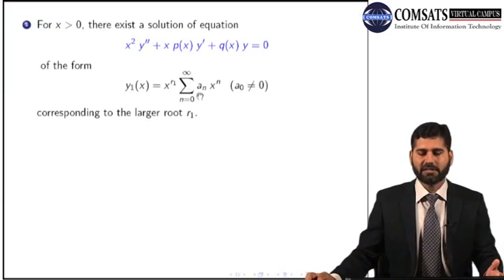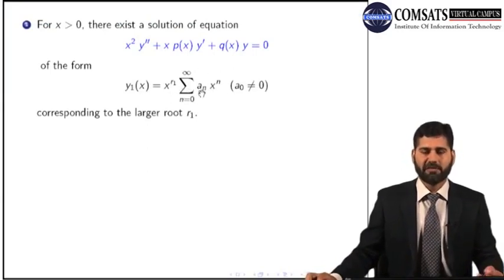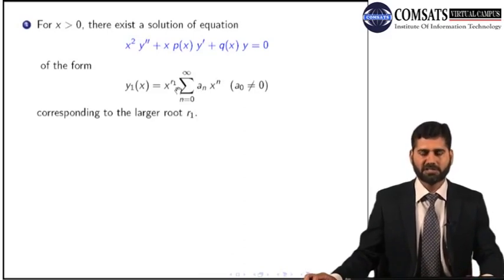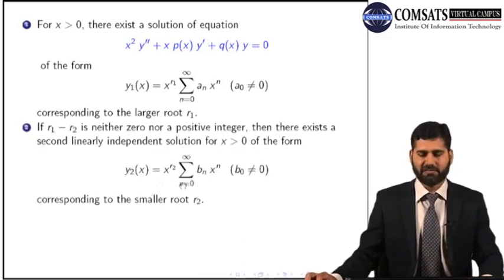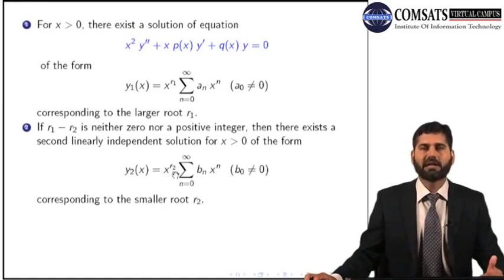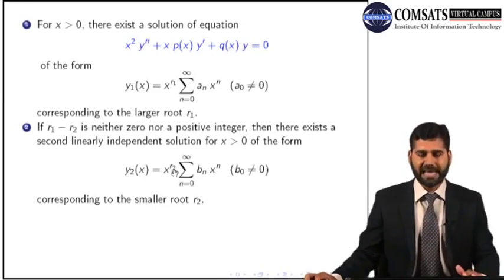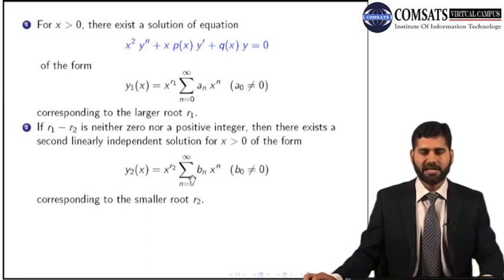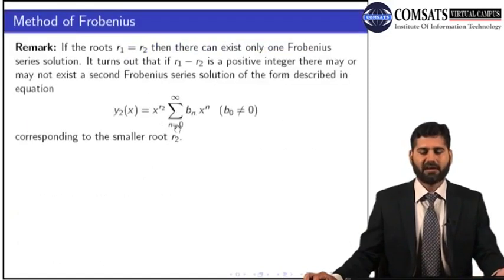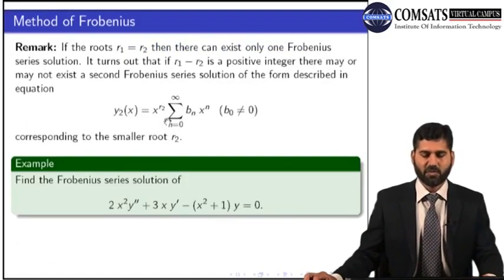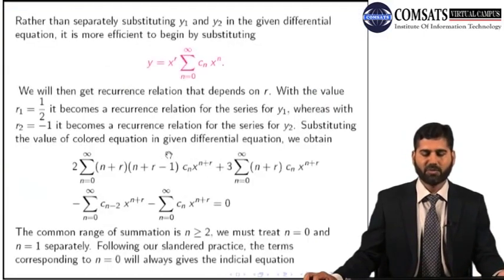Then x^r1 Σ a_n x^n will guarantee one solution, where r1 is the larger root. This will guarantee one solution. The second solution is not guaranteed. If I replace r by r2, it may not be true, but if r1 and r2 differ by a non-integer number, like if r1 minus r2 is not an integer, then there is a guarantee that there is a second solution of this form. So we have no worries at all. We can separately substitute this into the given equation and get the solutions. We get r1, r2, and we get the solutions. We did this example where we found r1 and r2 and got the solutions. It was a very precise example.